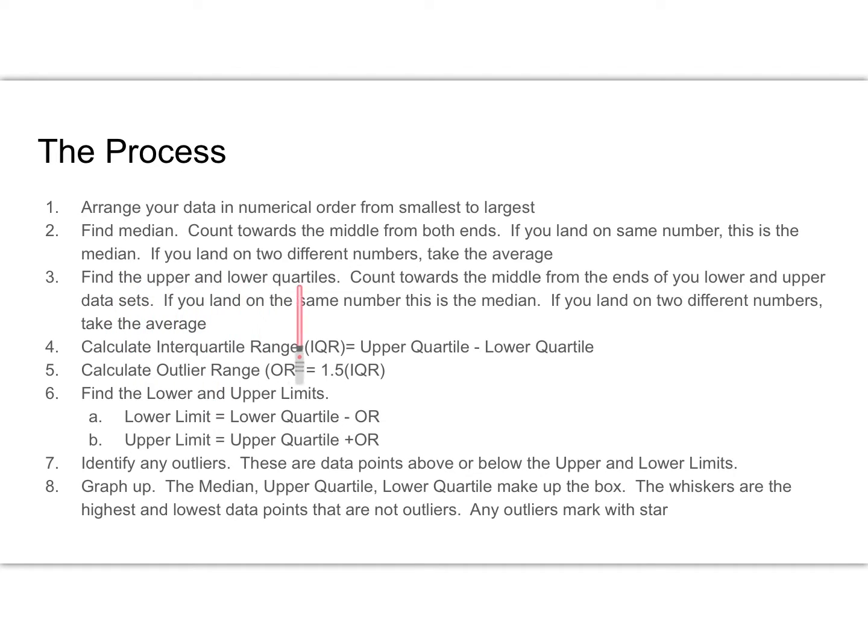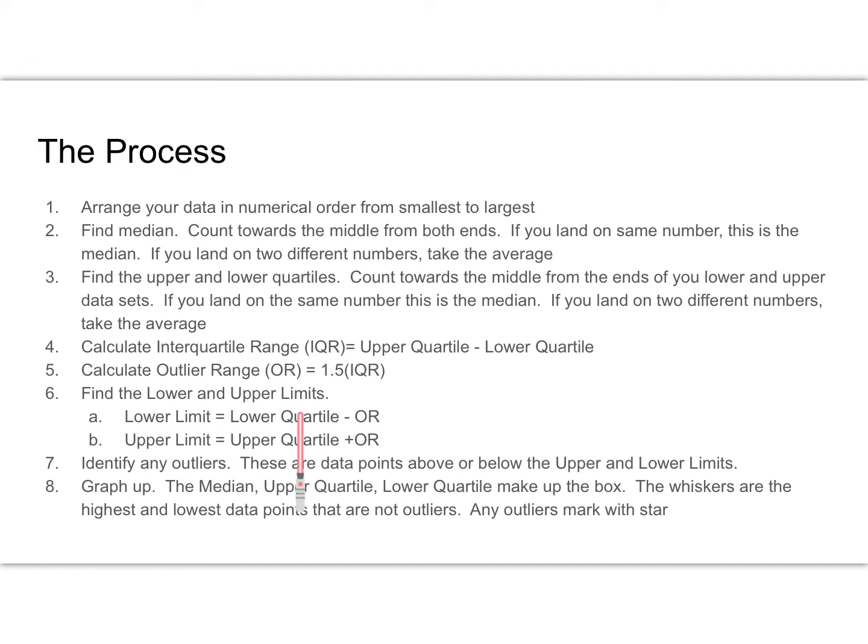Then we're going to find the upper and lower quartiles. Again, we count towards the middle from the ends of the lower and upper data sets. The median is what splits them in half, and you'll see that when we start doing these. If you land on the same number, it should be the quartile, not the median. If you land on two different numbers, we take the average. Then we calculate the interquartile range. So there's the formula. Then we calculate the outlier range, which is 1.5 times the interquartile range.